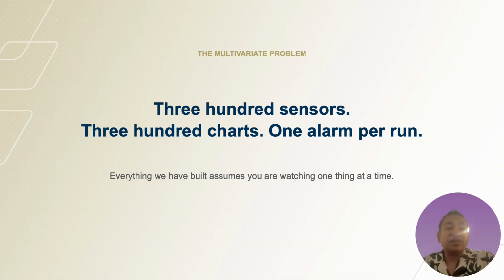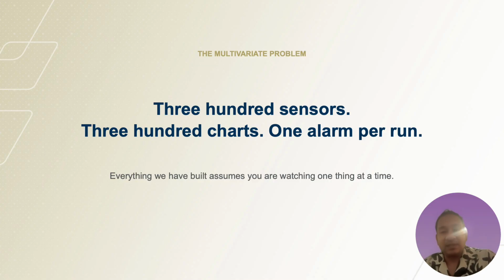300 sensors, 300 charts, 1 alarm per run. Everything we have built over the 3 lectures assumes you are watching one thing at a time, one measurement, one chart, one limit. That assumption held perfectly well for gate CD from a CD-SEM. It does not survive contact with an etch tool sensor screen. And it fails in 2 separate ways, which I want to keep apart because they have different solutions.